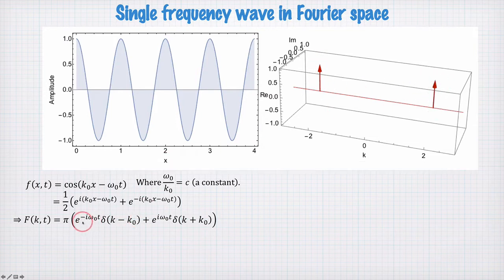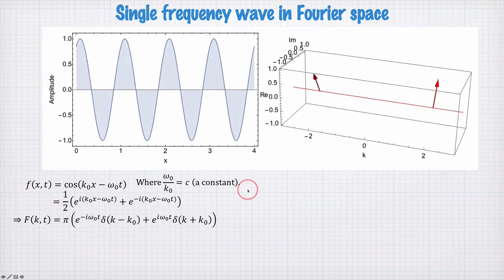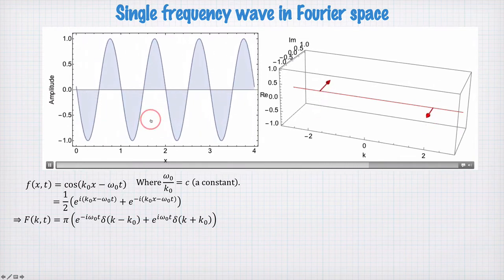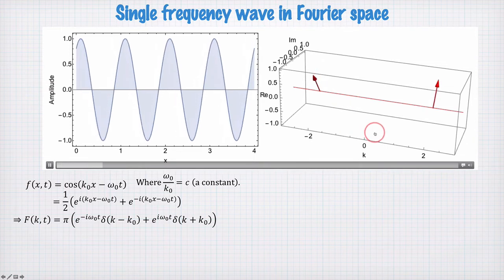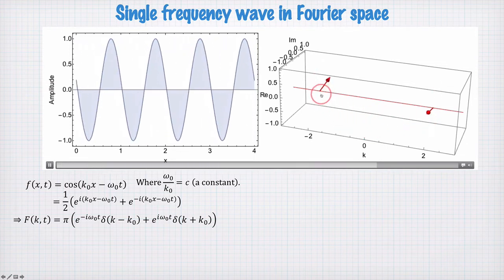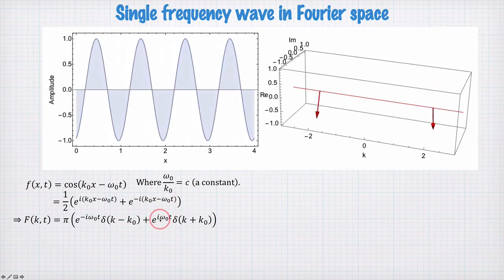Now the delta functions also have this complex exponential out the front of them. It depends on time and omega naught. There's a negative and a positive here, and what this is going to do is rotate these delta functions around in the complex plane as a function of time. So we can animate this and have a look. We see our wave moving through real space at speed c, and over here in the Fourier domain we have these delta functions at positive and negative k rotating around in the complex plane at a speed determined by omega naught.